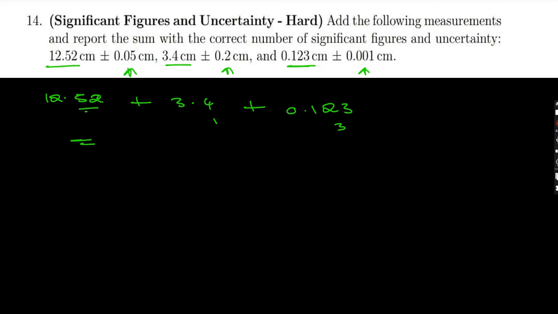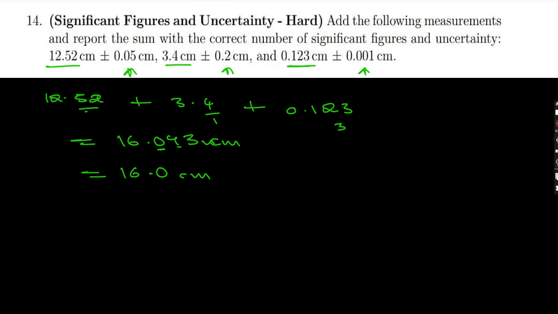Okay, so adding the three, we are going to get our answer to be 16.043 centimeters. But our answer should have 1 decimal place. So we are going to stand here, since 4 is less than 5, our value is going to be 16.0 centimeters.